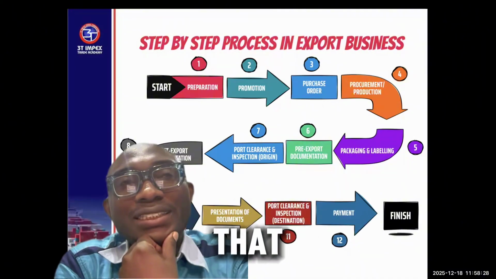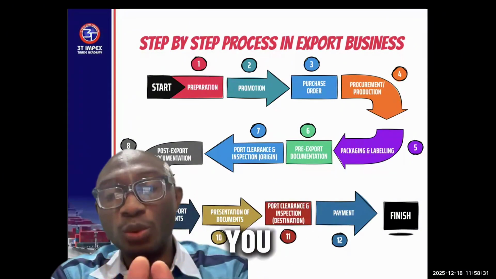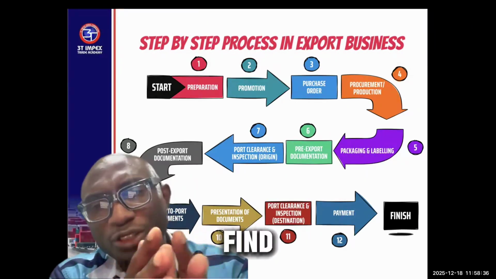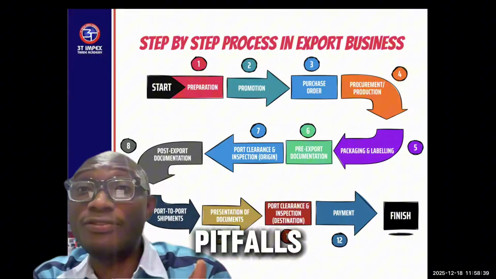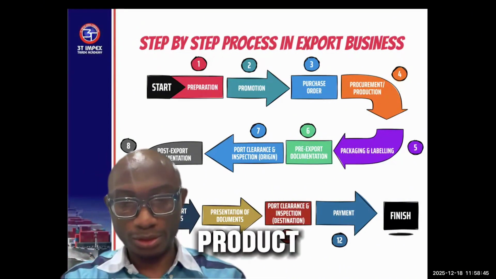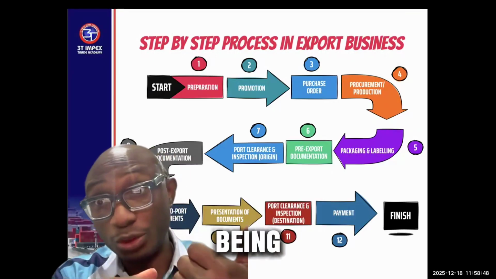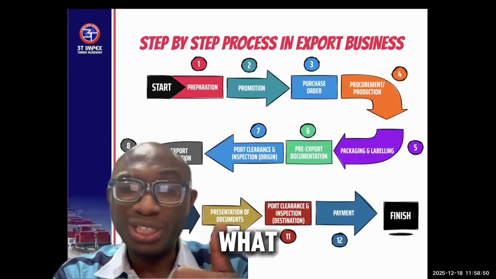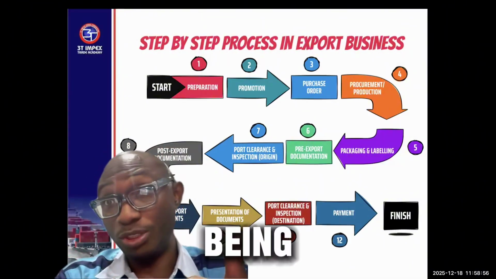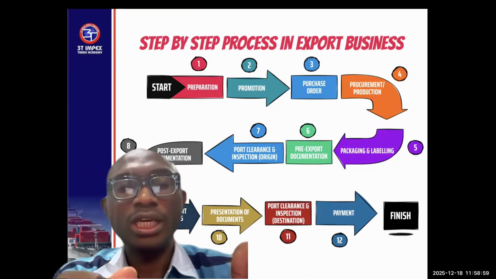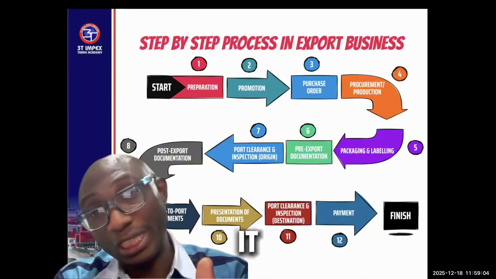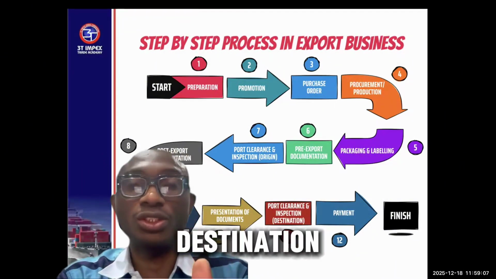It's important that you know the product you want to export so that when you are procuring or producing, you don't find yourself falling into some of the pitfalls of the product. As a matter of fact, I'm of the opinion that for you to export any product, you need to know the product. You need to know the purpose of the product, what it's being used for. You need to know the parameter of the product, what are the quality specifications. You need to know the potential demand of the product, what's the volume being requested or being purchased around the world. You need to know the paperwork for the product, meaning you need to know the documentation required to ship it out of your country and to receive it in the destination country.